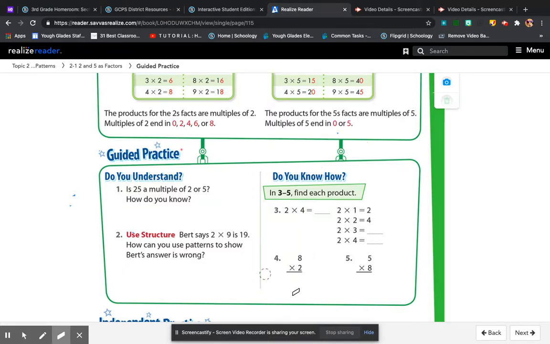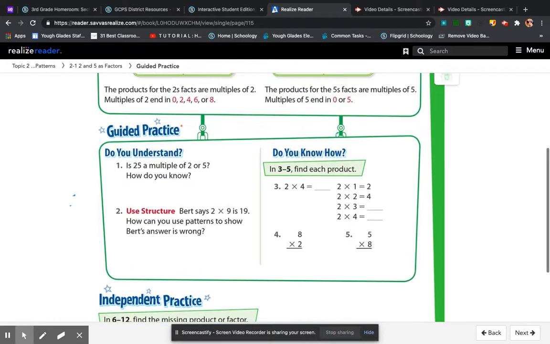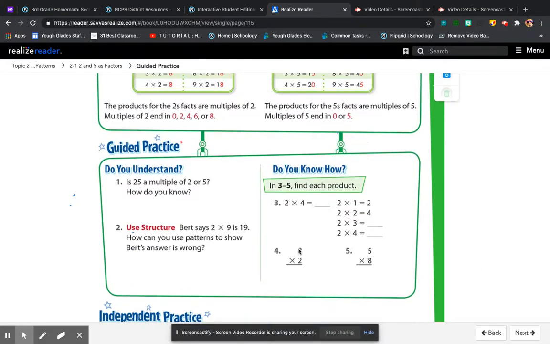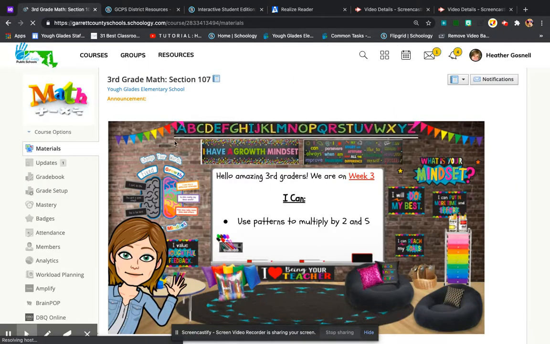So I want you to try the do you know how over here by yourself. And then you can stop there. We will do these when we continue class the next day. We'll have this as our opening drill. If you want to give it a go, that's up to you. But you have some work on Schoology to also do. So I want you to try the do you know, and then I want you to go on Schoology and go to math, which you're already at. You're already in this folder.